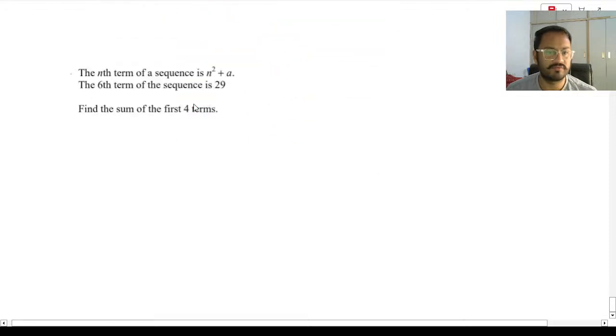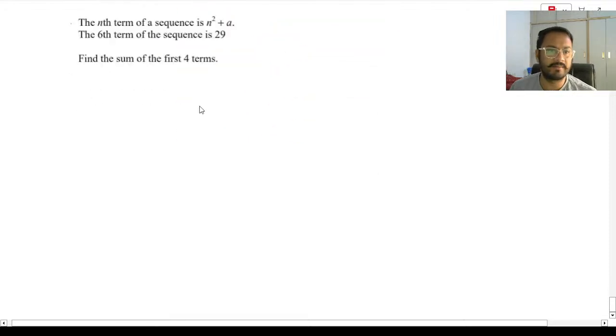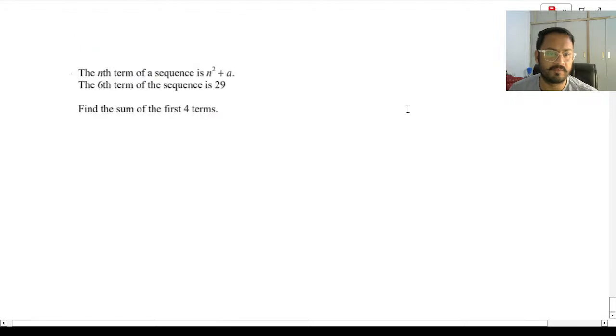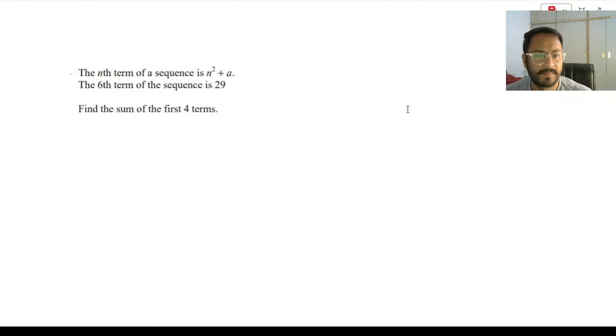Now this question is very, very important for the checkpoint exams, right? This is the last question, and I will tell you today how to find the n term rule for a quadratic sequence. You just need to focus here. The n term rule of a sequence is n squared plus 1. The sixth term of the sequence is 29. Find the sum of the first 4 terms. You need to find the first 4 terms of the sequence. Done. So how do we find the first 4 terms of the sequence?